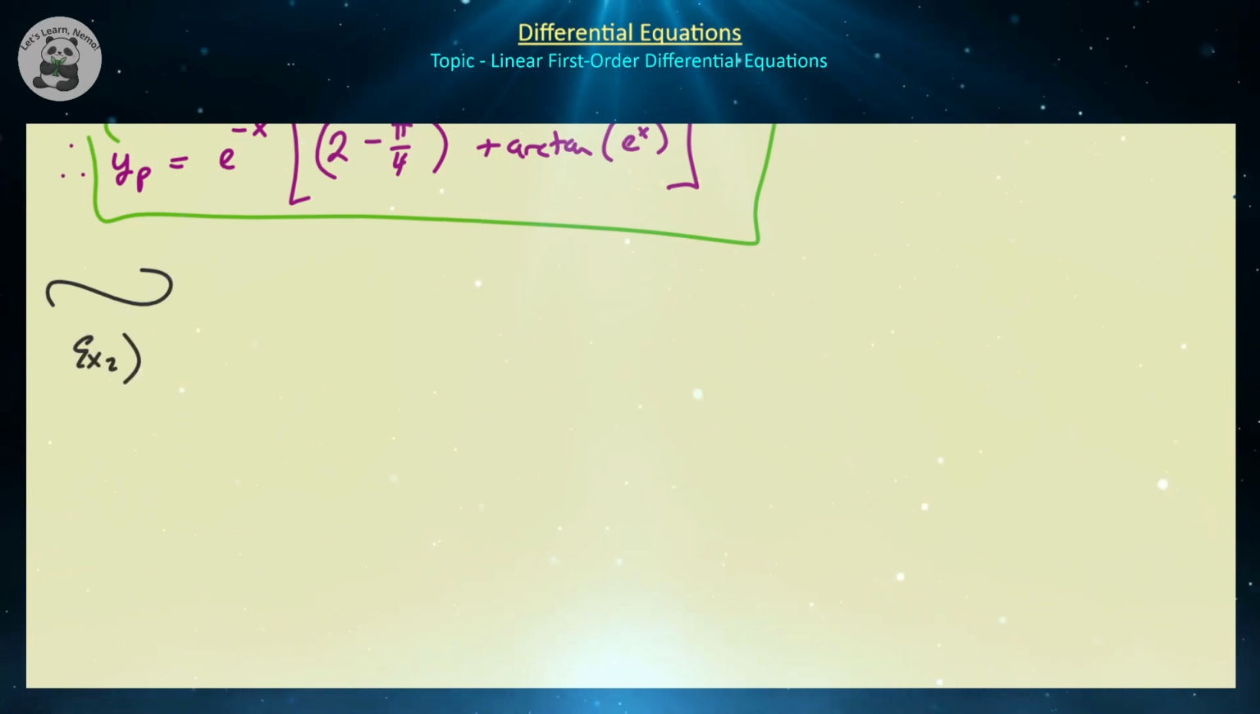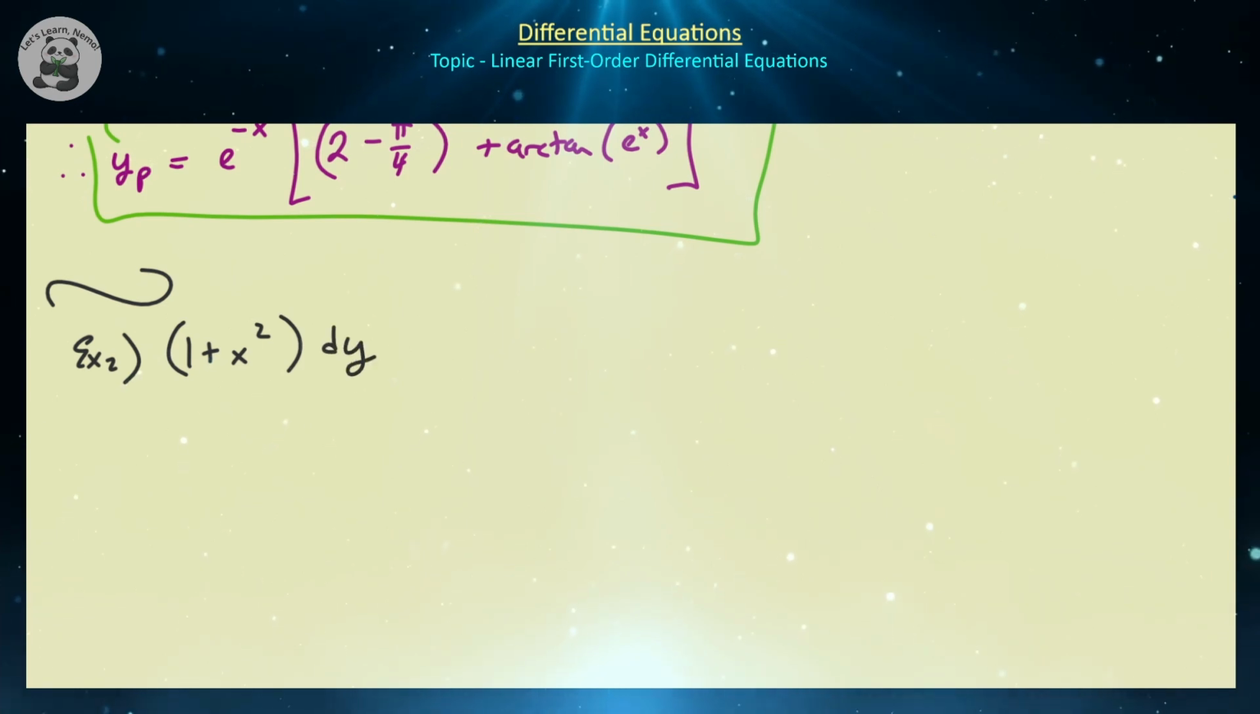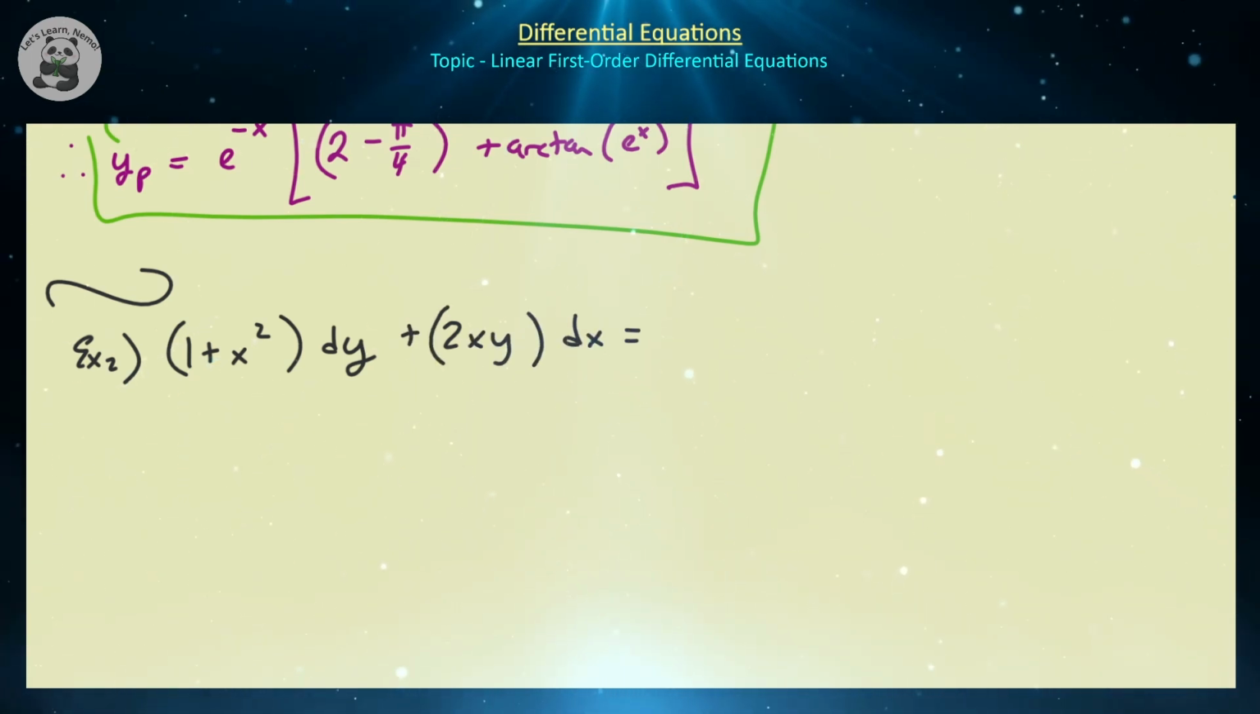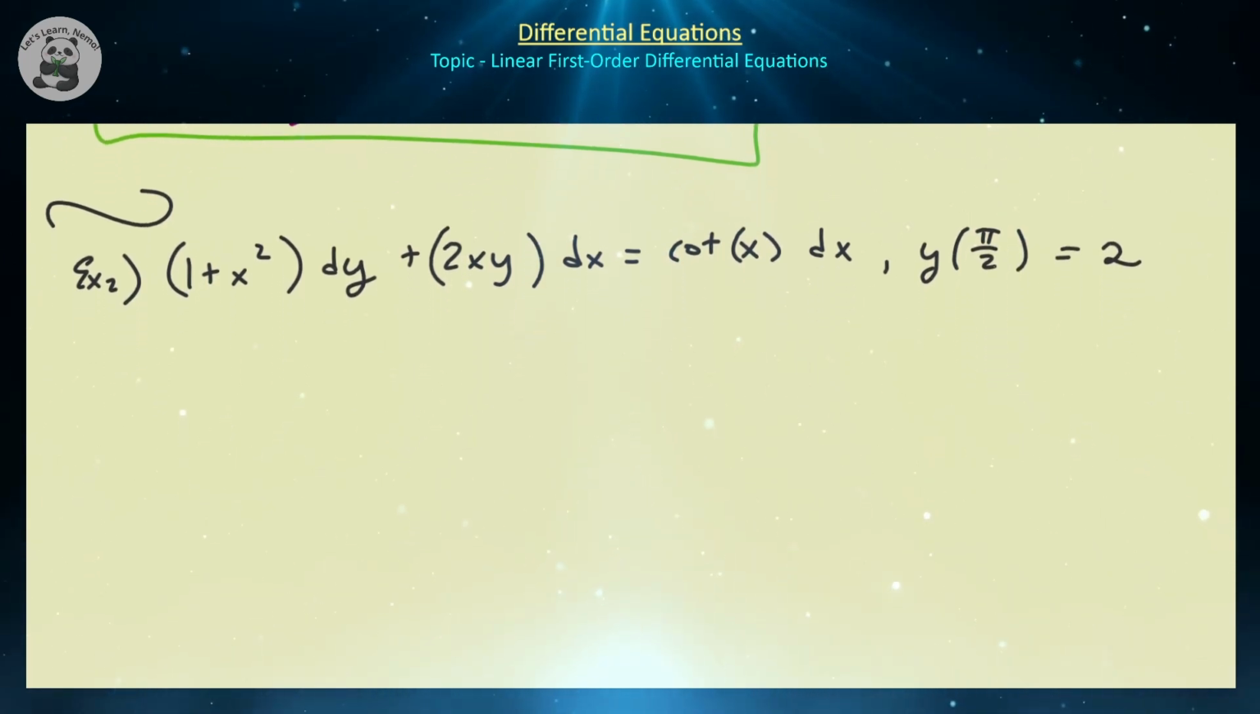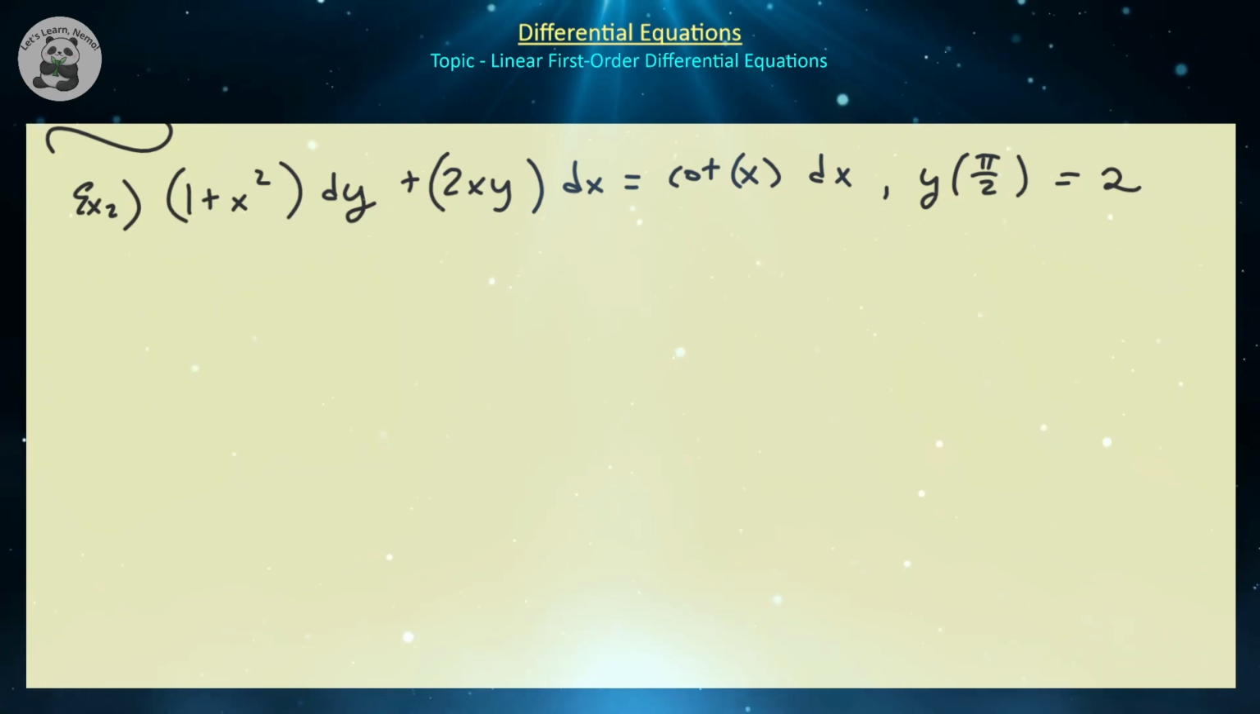So example 2. Let's assume we have 1 plus x squared dy, plus 2xy dx, is equal to the cotangent of x dx, with the initial condition that y of pi over 2 is equal to 2. Alright, so the first thing that we need to do is write this in our typical form.